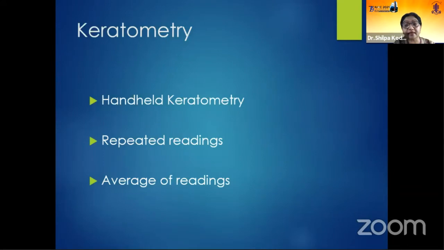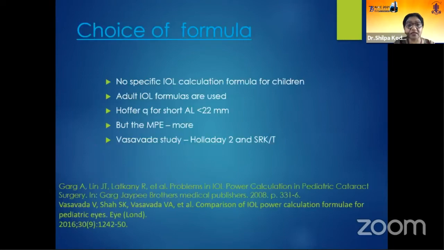Keratometry, handheld keratometry is required. Our regular methods are not possible, and you have to take repeated readings and make sure that all the readings are in range. So an average of the readings can be taken. Now, the next challenge is the choice of the formula. Now, there is no specific formula for children. Adult formulas only have been used.